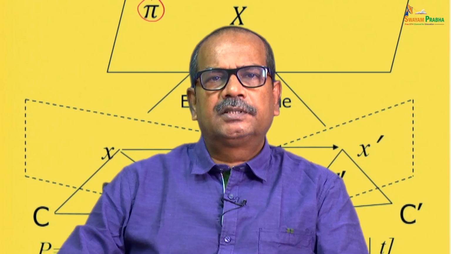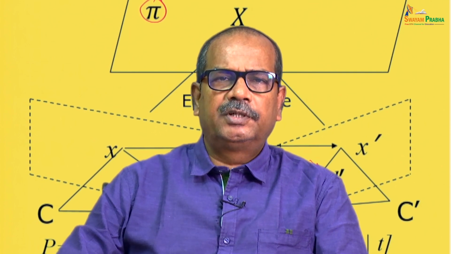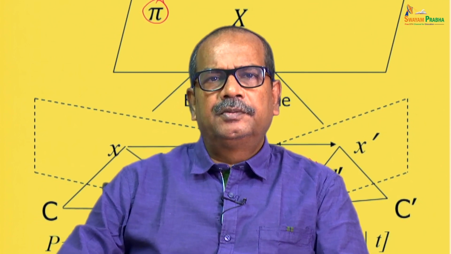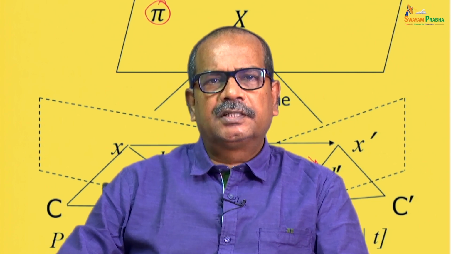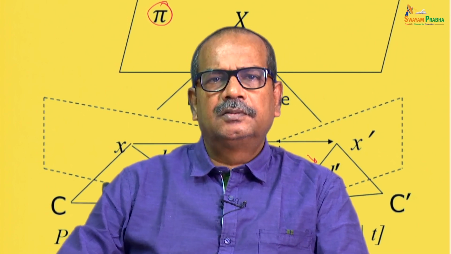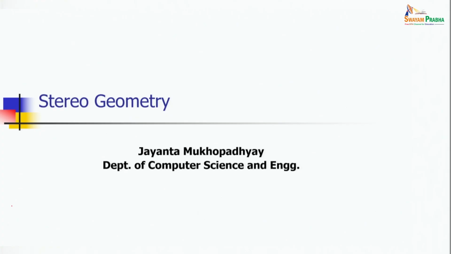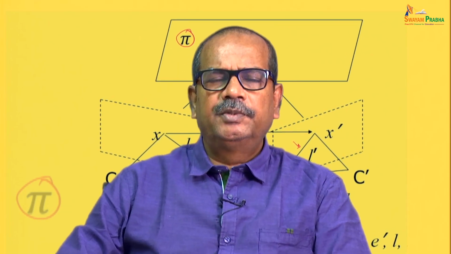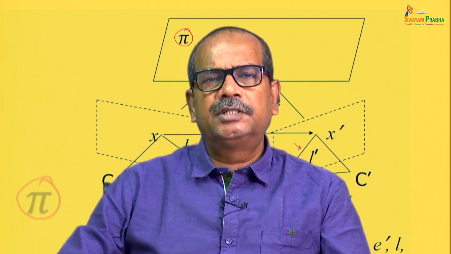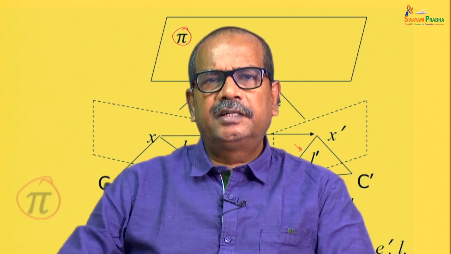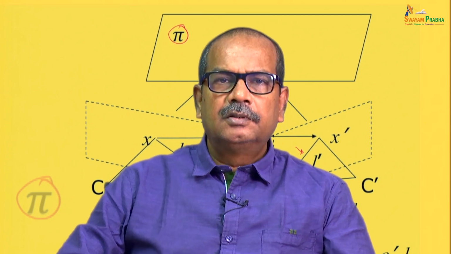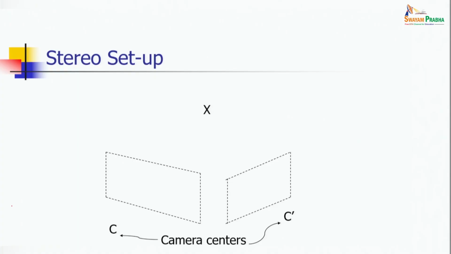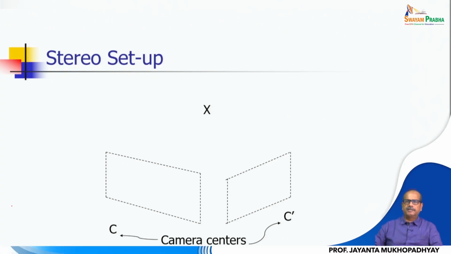Welcome to the Advanced Digital Image Processing and Computer Vision. Today, we will start our discussion on a new topic, that is on stereogeometry. In the last lecture, we discussed the camera geometry of a single view. In stereogeometry, we take images by two cameras of the same scene. So, let us consider this kind of stereo setup.